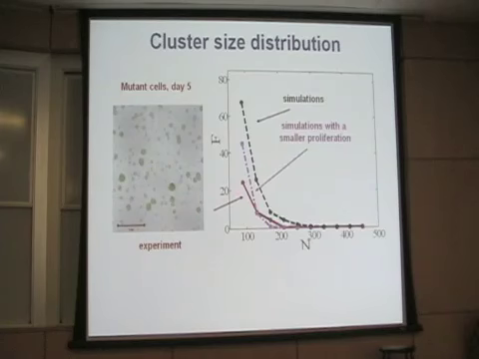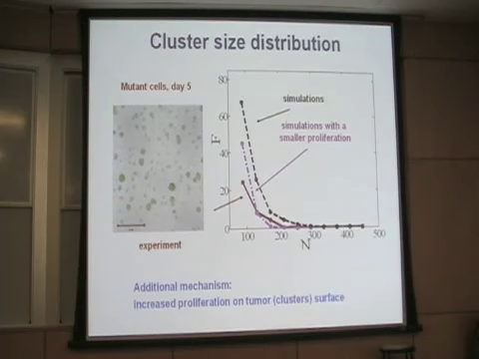If I compare this experimental curve with simulation, the comparison is not so good. In simulations, you have a large number of almost equal size clusters, whereas in experiments, the number of clusters is smaller and there are differences. Probably this is because we didn't take into account another mechanism. So there's one mechanism, and another mechanism is what I mentioned before.